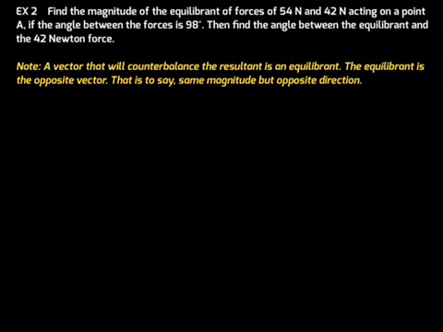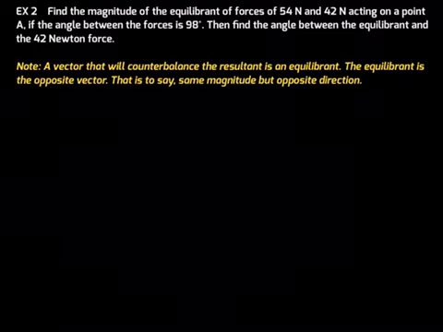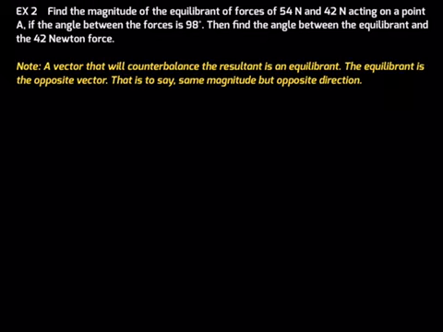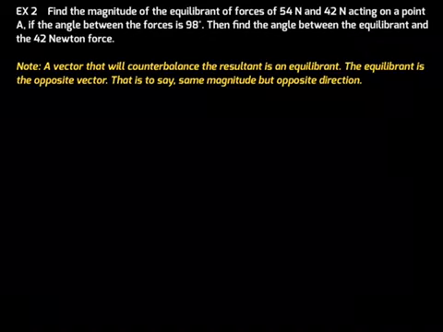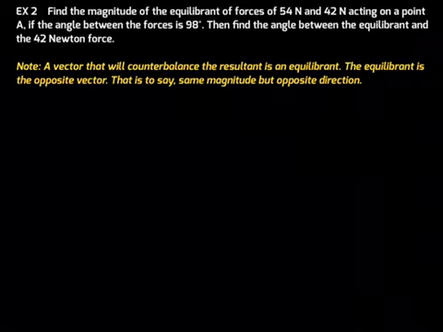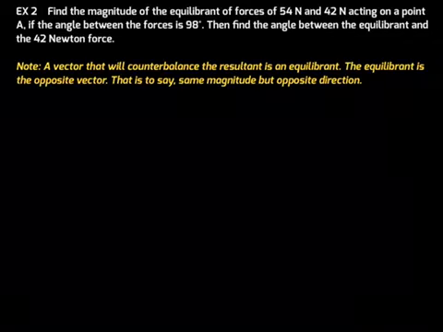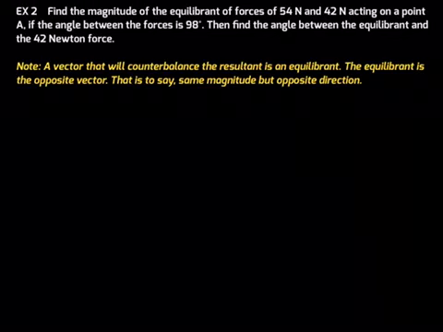Now, first, let me talk to you about what we mean by an equilibrant. Sometimes it's necessary to find a force, to find a vector that will counterbalance the resultant. That's called the equilibrant. The equilibrant is the opposite of the resultant. In other words, it's the opposite vector, which means it has the same magnitude but opposite direction.